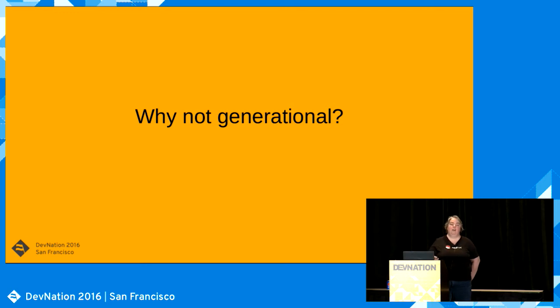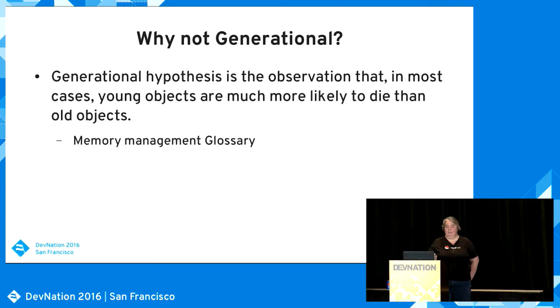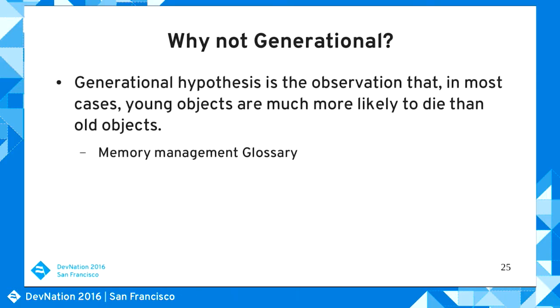So why aren't we generational? If you're familiar with GC, everybody says generational GCs are the best thing since sliced bread. So the hypothesis is the observation that in most cases, young objects are more likely to die than old objects. I believe this was true in the 1980s. I'm not convinced it's as true now.